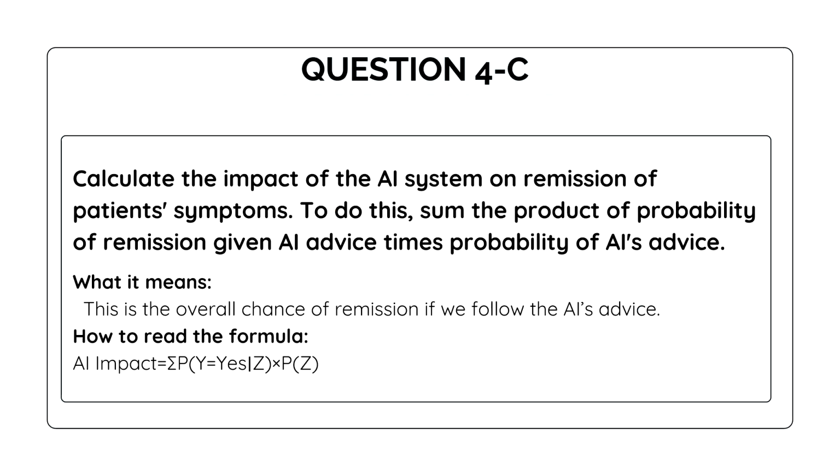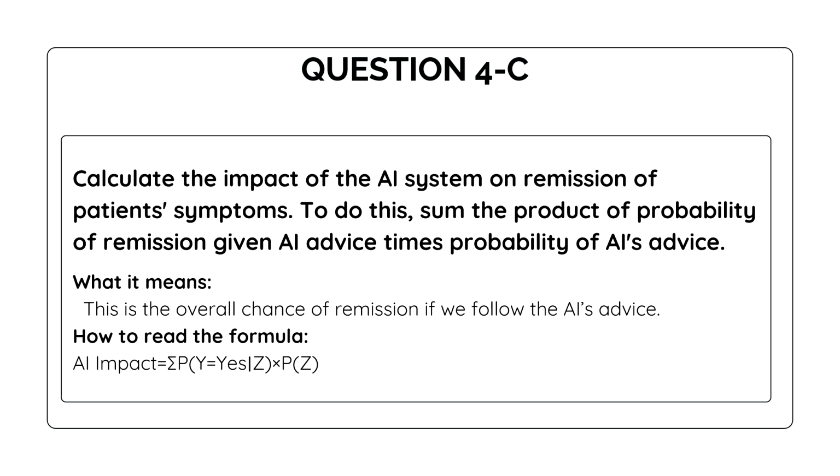This part of the question asks us to calculate the impact of AI system on remission. If we follow whatever AI recommends, what is the overall chance that a patient will go into remission? To do this, we look at each type of AI advice separately. First, we figure out the probability of remission within the advice group, that is written as P of Y equals Y given Z. Then we multiply by how often AI gives that advice, which is P of Z. Finally, we add up the products across all advice groups.